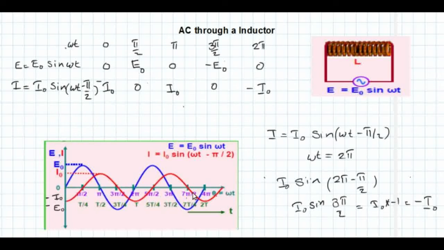So this way it goes, and this is how the voltage and current are varying in the case of AC through an inductor. There is a phase difference of pi by 2 between the voltage and current. So these are the values of EMF with a black circle I am marking. Okay, up to 2 pi we can find the values of E0.